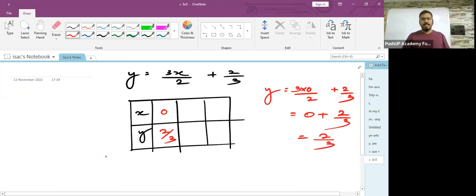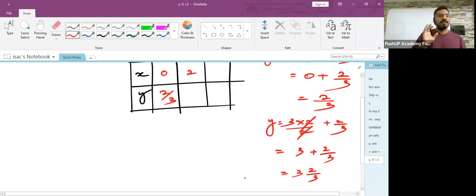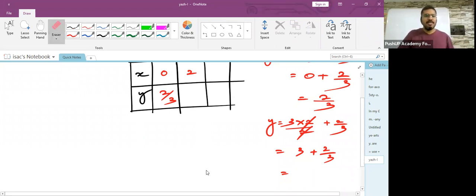Isn't it? Then the next value. Children, the next value here. Shall I give x is equal to 2? So what will happen, 3 into 2 divided by 2 plus 2 by 3. So that will become 3 plus 2 by 3. And how much it is? 3 2 by 3. Isn't it? 11 by 3 or 3 2 by 3. Make sense? Hello, children? 3 plus 2 by 3 is what? 3 2 by 3, isn't it?